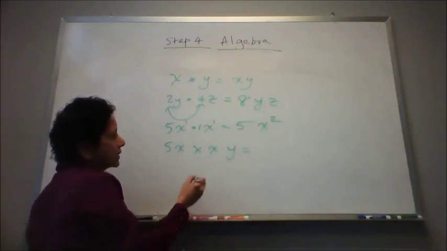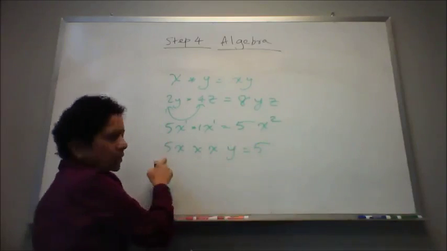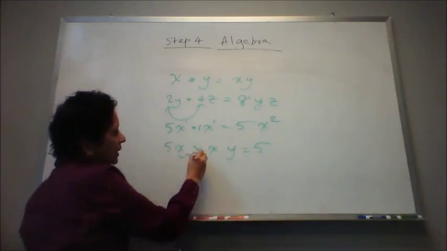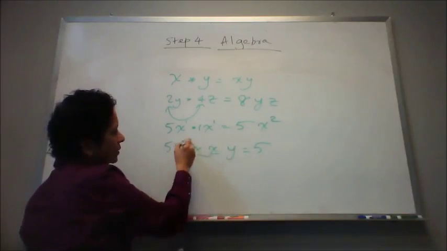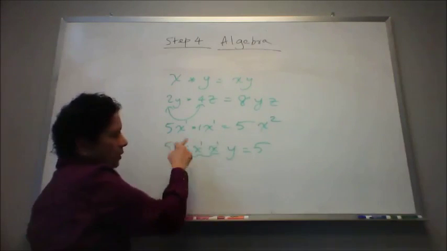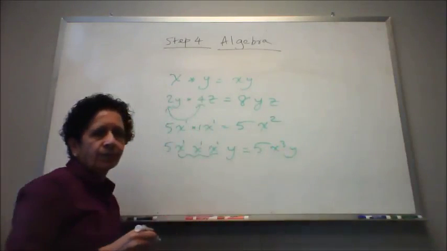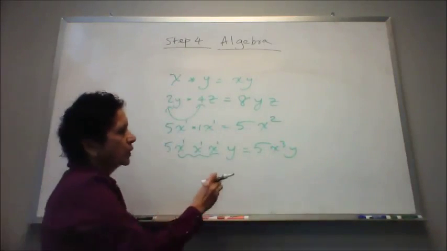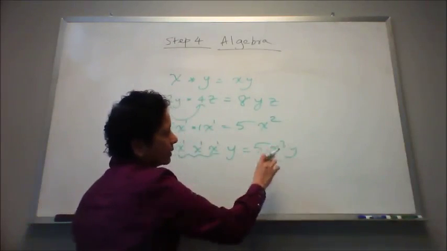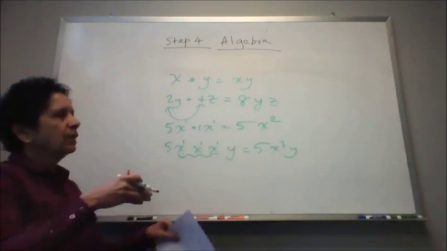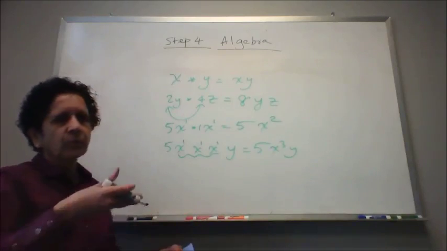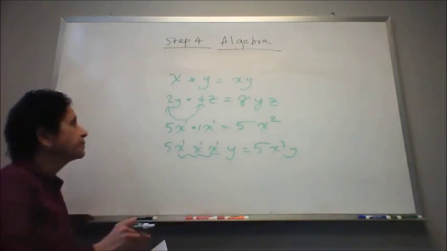So if we have 5x times x, and then times y, what this means is that the coefficient is just 5. And then here, x times x times x, so it's x to the 1, x to the 1, x to the 1. You add the exponents, x cubed, and then times y, okay? So you see that I don't put any symbol in between. 5x cubed y means 5 times x cubed times y. That's what that means, okay?